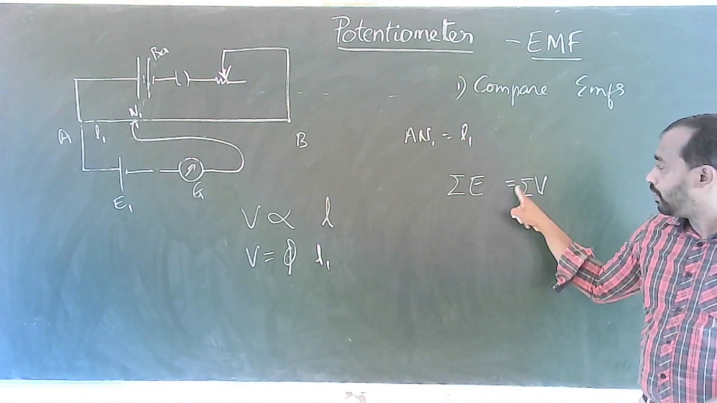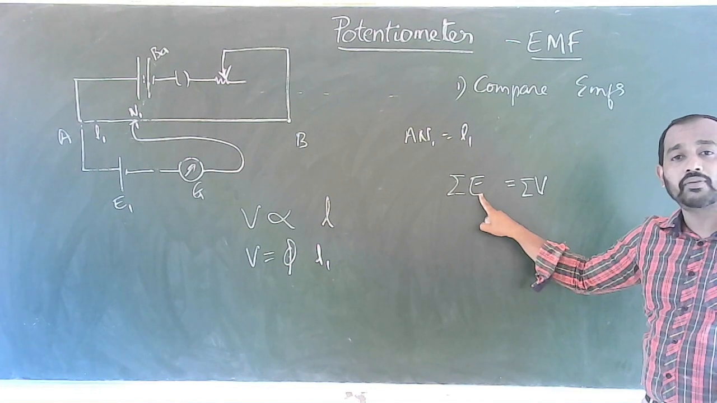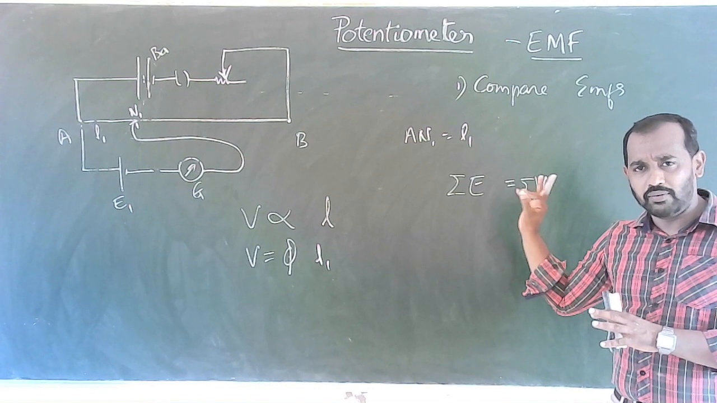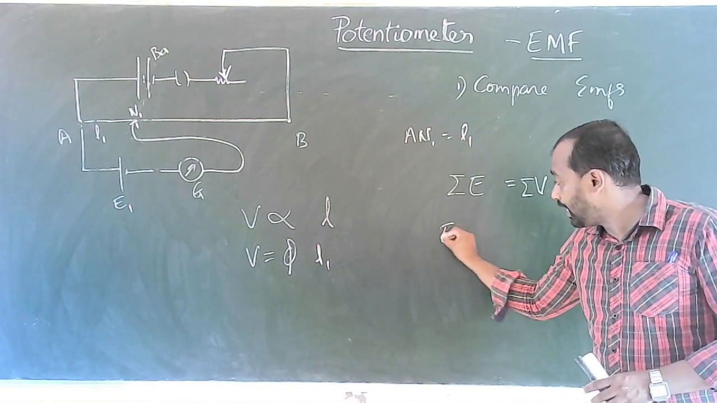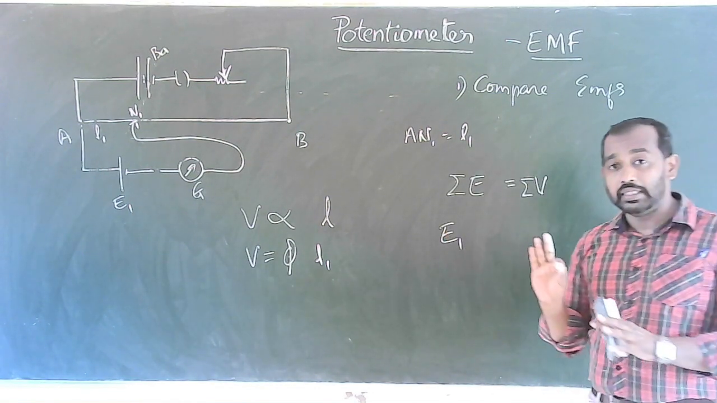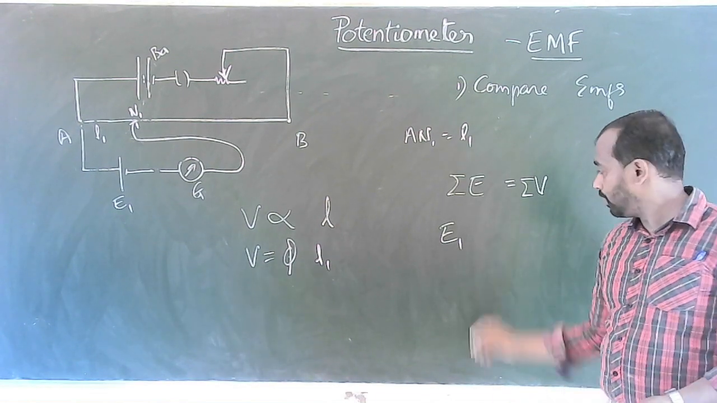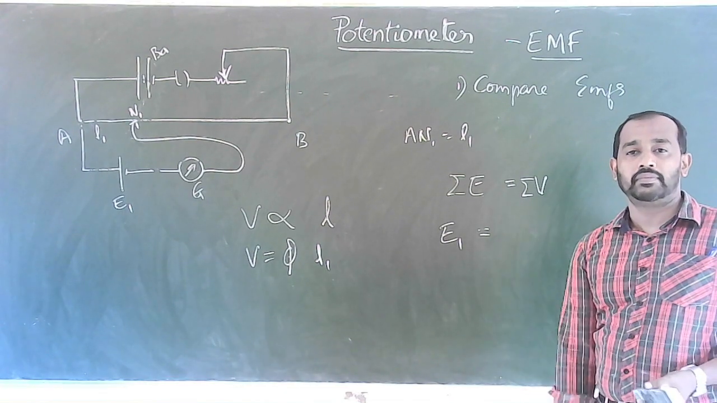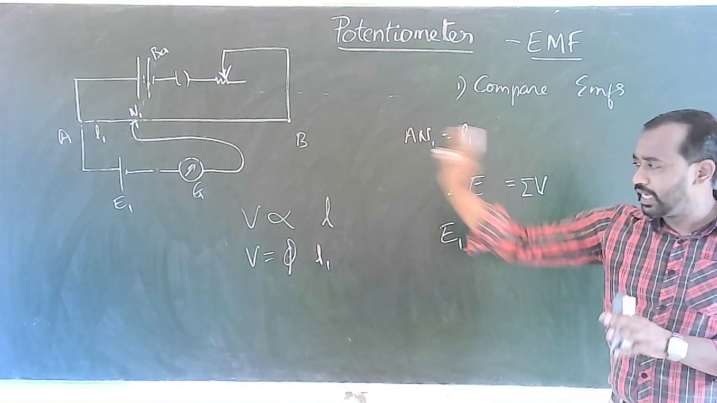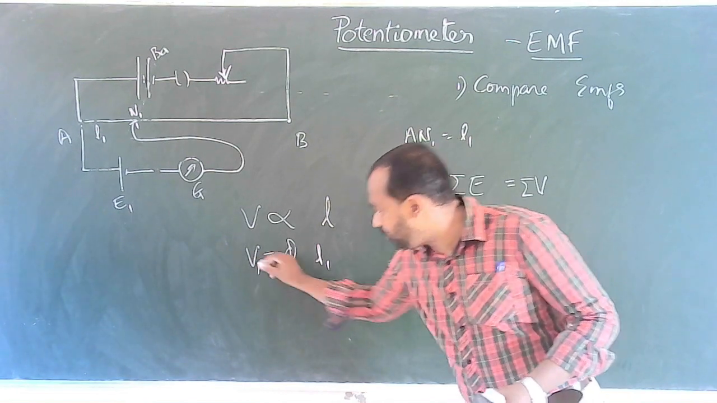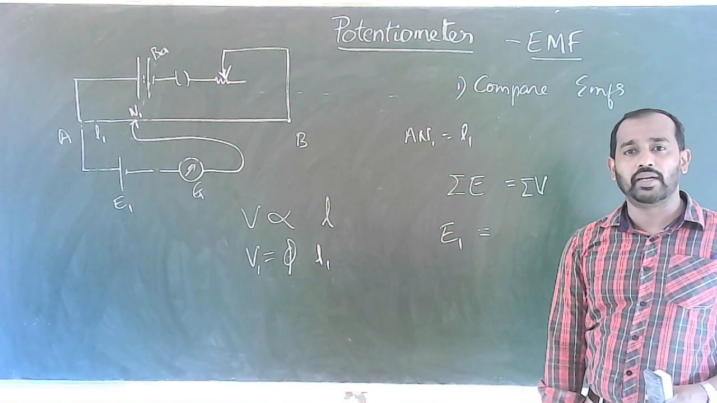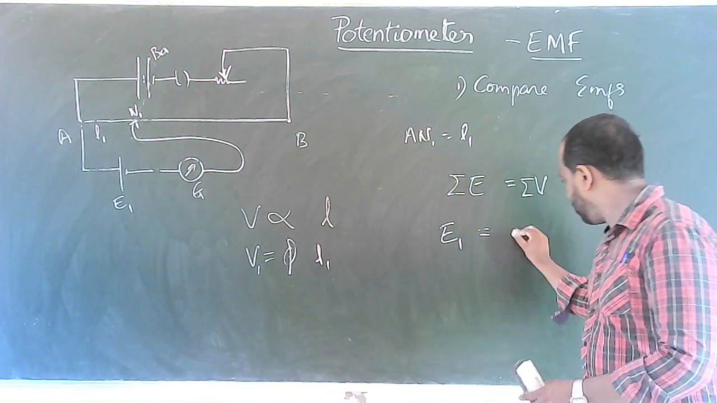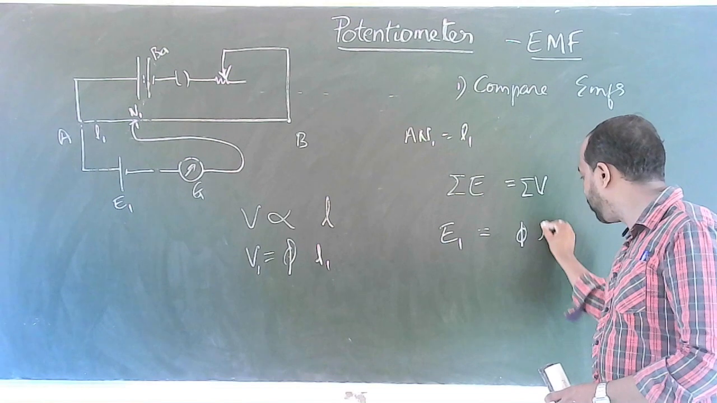So substituting that, the summation of EMF: there is only one single cell, so it will be represented as E1. Remember that, I have not yet placed the polarity. That should be equal to the voltage drop, which is a single one, which I will treat as V1, and which is equal to phi into L1. I will represent it as phi into L1.